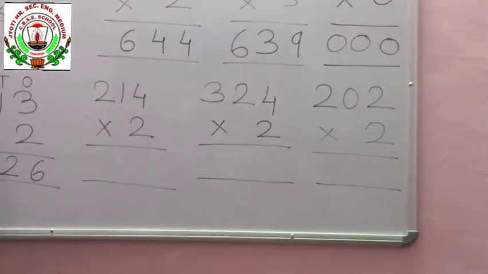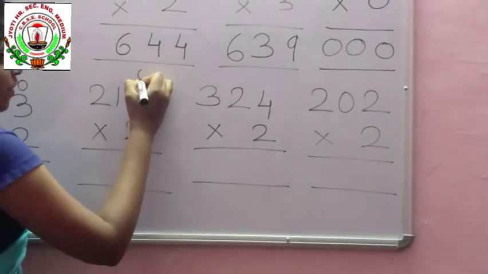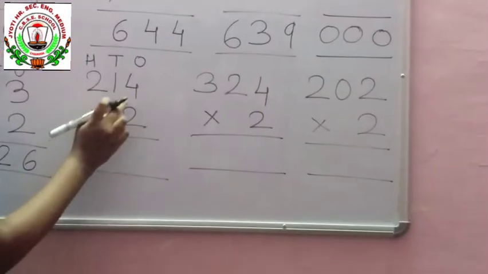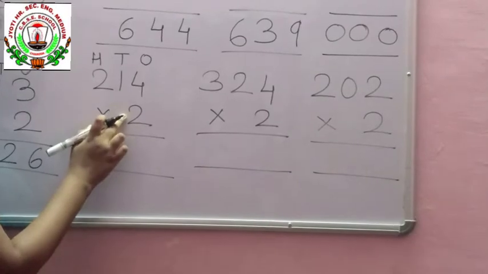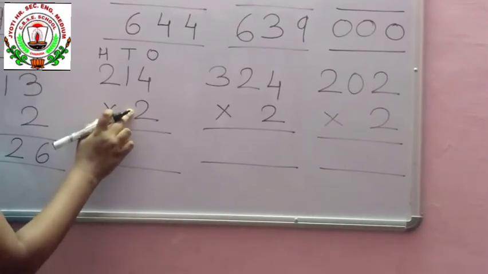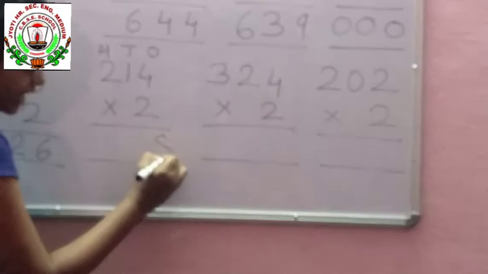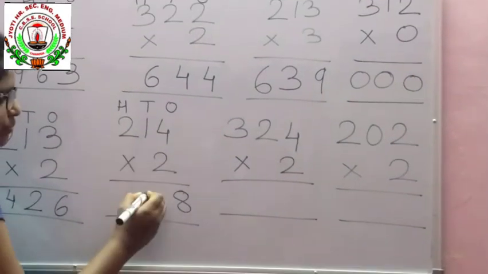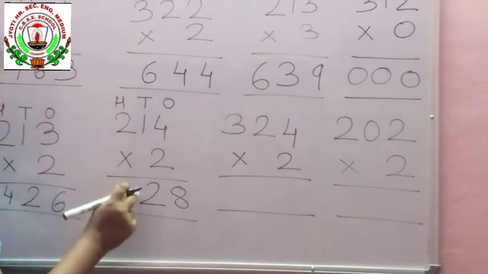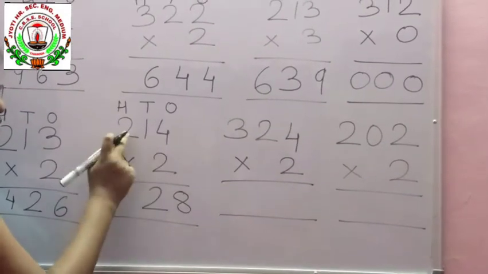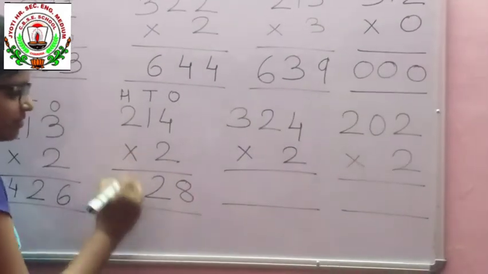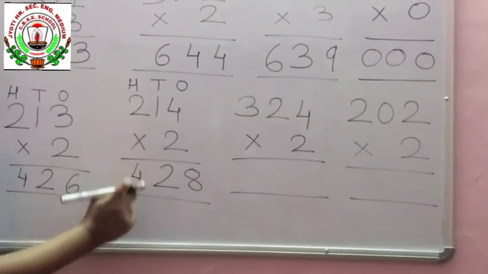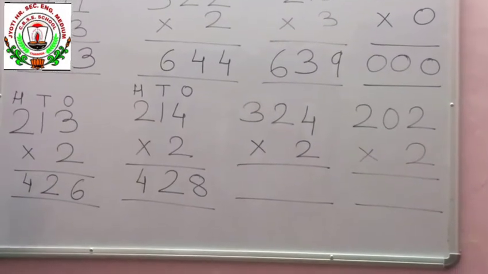Understand? Now move to the next question. Again here ones, tens, hundred. So 2 fours are 8. We write 8 in the ones place. 2 ones are 2. We write 2 in the tens place. 2 twos are 4. We write it in the hundred place. So 214 into 2, the answer is 428.